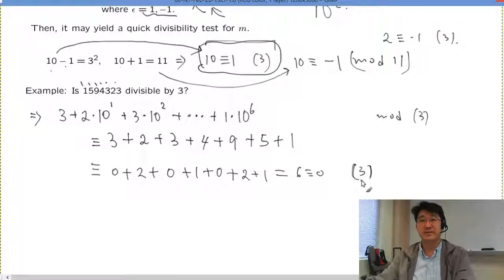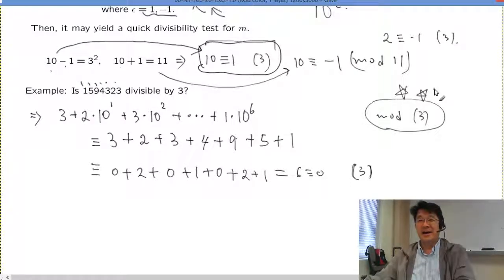Mod 3. Thank you. It's a good point. Yeah, all the tens are one. Exactly. Right. Wow.